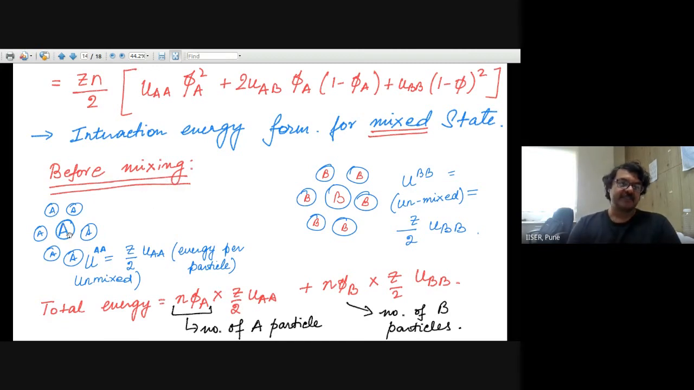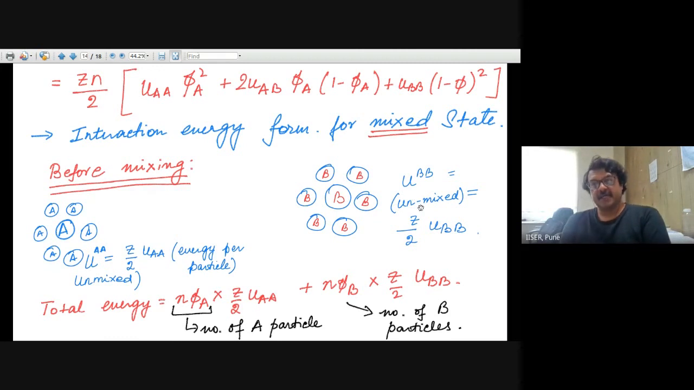And before mixing, suppose you have a box and this side is A and this side is B, and on this side all A particles are surrounded by other A particles. What is the enthalpic energy, the actual interaction energy, of such a case? For each particle A, the interaction energy is Z, the number of neighbors, in this case 6, by 2, to avoid double counting, into UAA. UAA is the interaction energy between AA particles.